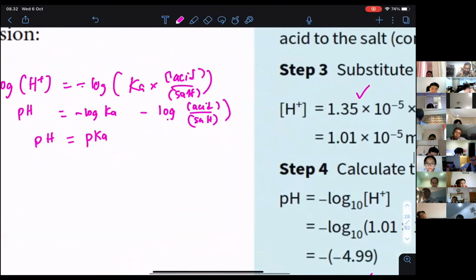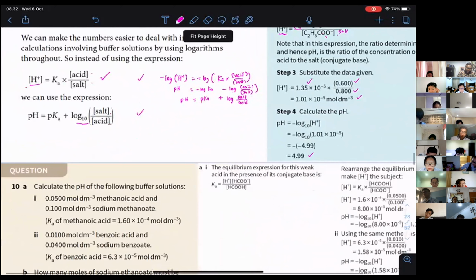Why is that? Because if it is negative, and you want to change it into positive, the other way around, then you can just put a plus log salt divided by acid. If you can follow, it's okay. If you cannot follow, it's still okay. In the end, you can still prove the formula, which is, if you want to use this formula, pH equals pKa plus log 10 salt divided by acid.